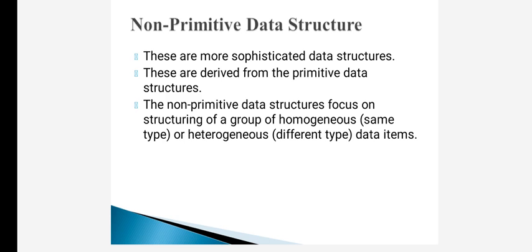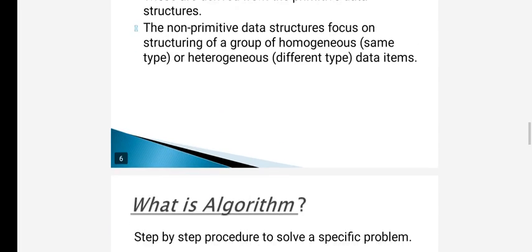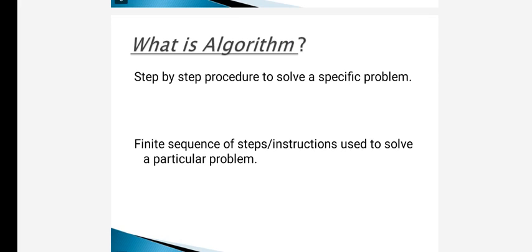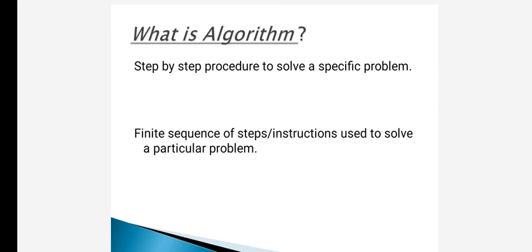Now we will discuss algorithm and its properties. The simplest and commonly used definition of algorithm is a step-by-step procedure to solve a specific problem. That can also be a finite sequence of steps and instructions used to solve a particular problem.